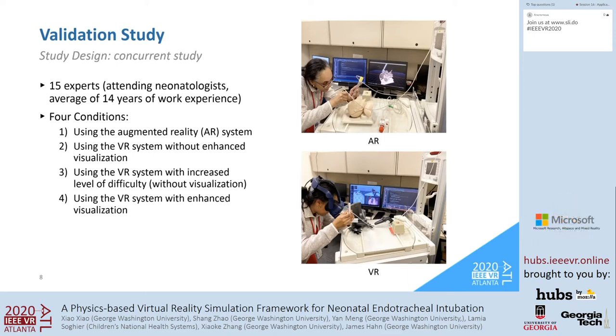The AR system was previously developed in our lab, which includes a standard term task trainer mannequin, a laryngoscope, and an endotracheal tube, which are registered to their virtual CT scan counterparts. The motion of the laryngoscope and the mannequin are captured by electromagnetic sensors. Four conditions were tested for each subject using a crossover design.